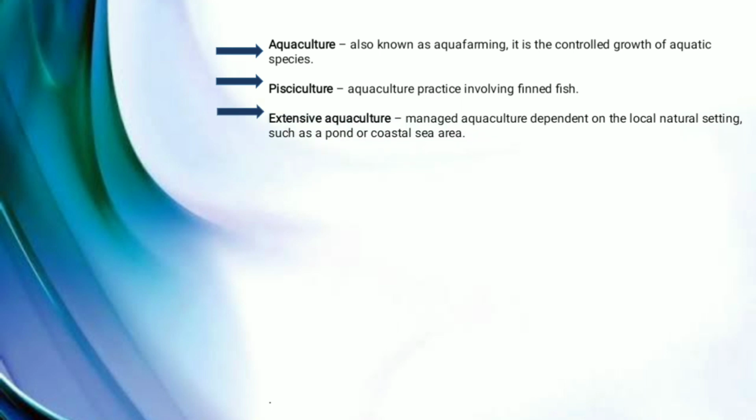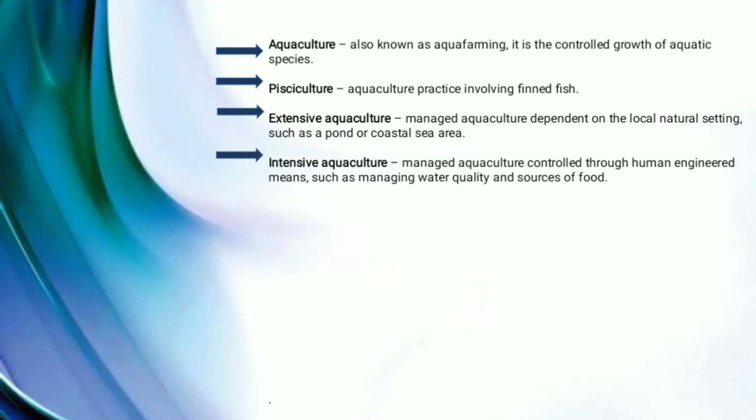Next is extensive aquaculture, that is managed aquaculture dependent on the local natural setting such as a pond or coastal sea area. In actual, there are 3 to 4 types of production systems of fish culture based on density. That can be either extensive, semi-intensive, or intensive farming. In extensive aquaculture, you rear a small number of fishes in a large pond or a large area so that they can easily grow on natural food resources without providing artificial feed.